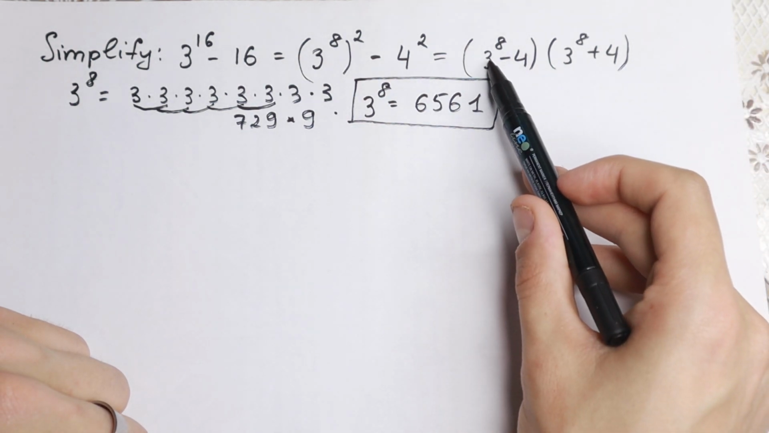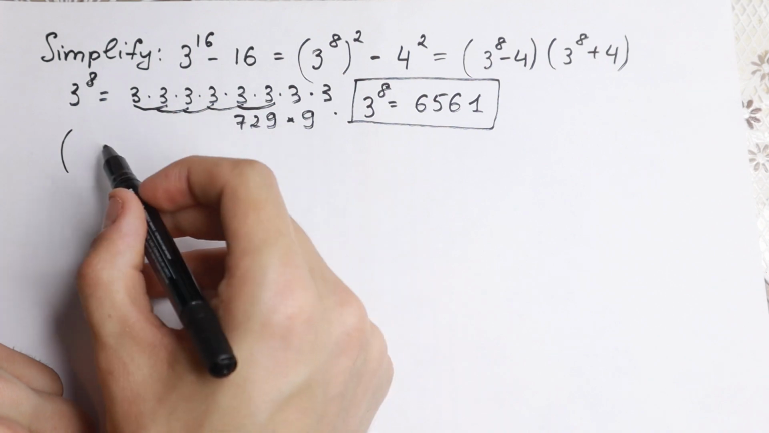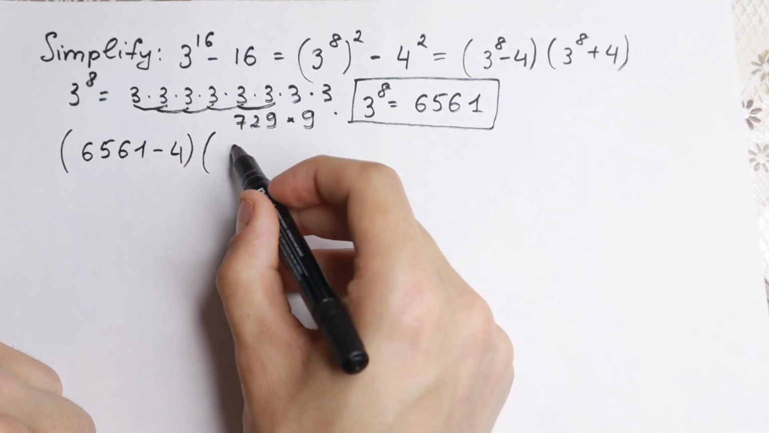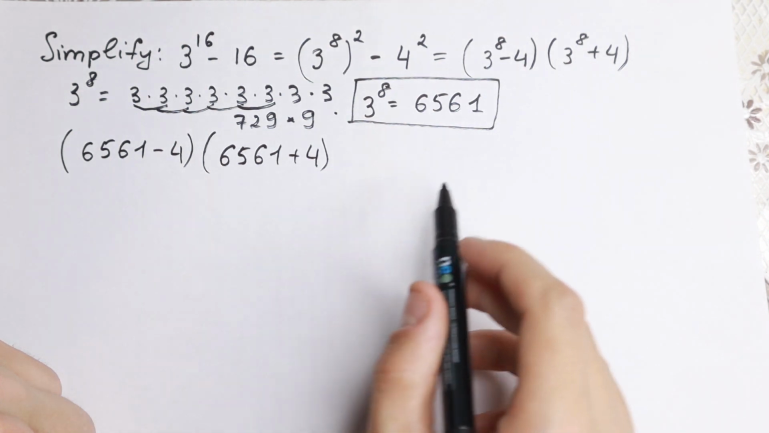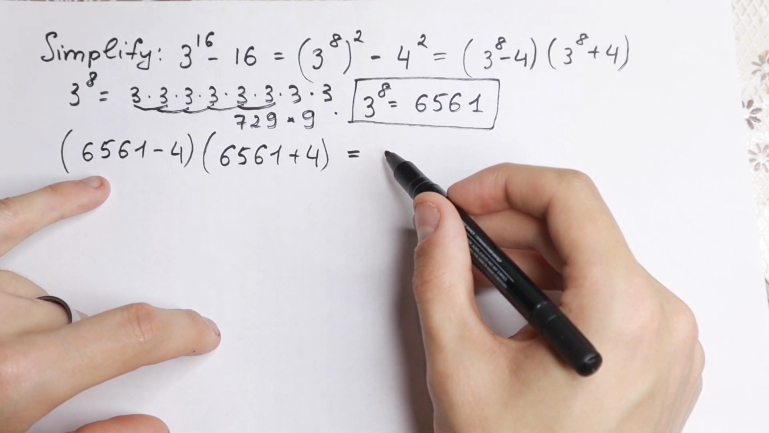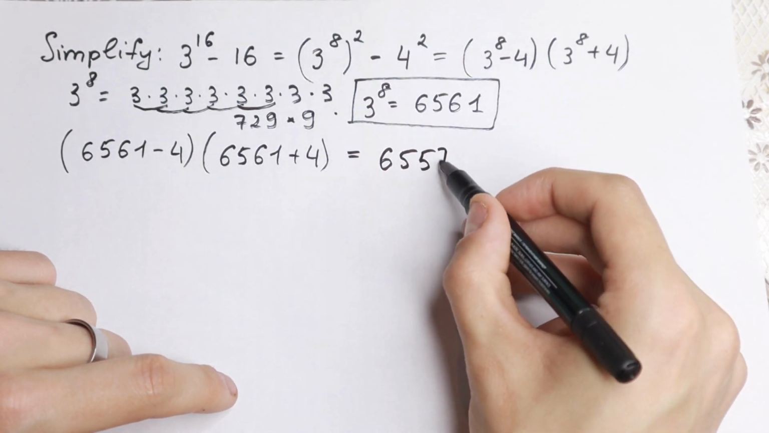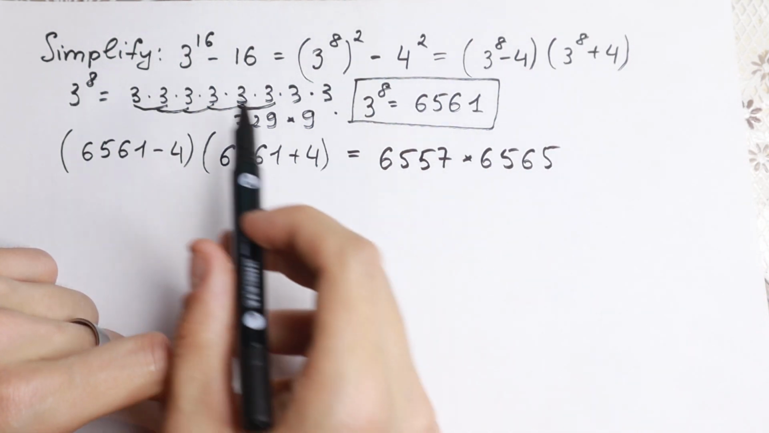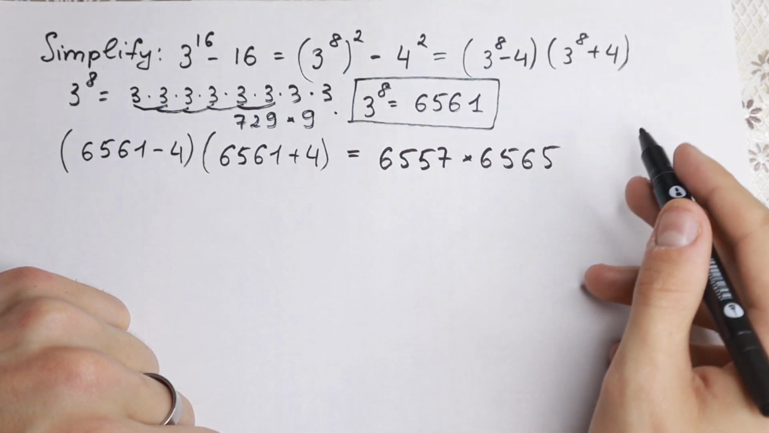And let's plug in this answer in both parentheses. So we have right here 3 to the 8th minus 4, we have 6,561 minus 4. And we multiply it by 6,561 plus 4. If we subtract and add, we have that our both elements will be equal to 6,557, and we multiply it by 6,565. So this will be our answer, but we need to find the exact answer, the general answer. We don't need these two numbers, we need to multiply them right now.